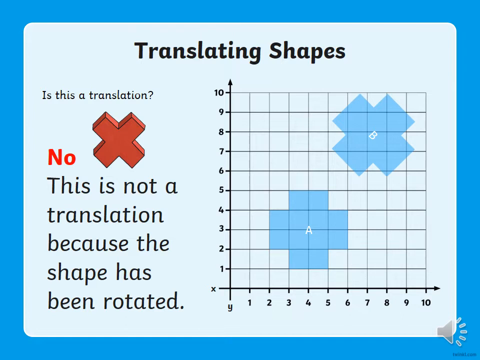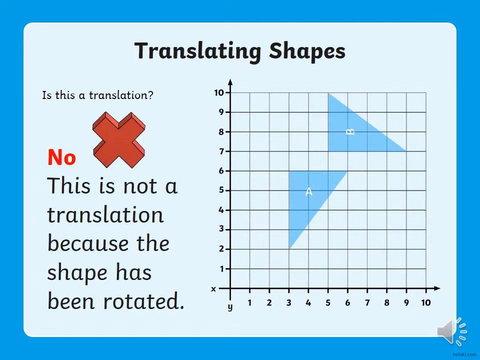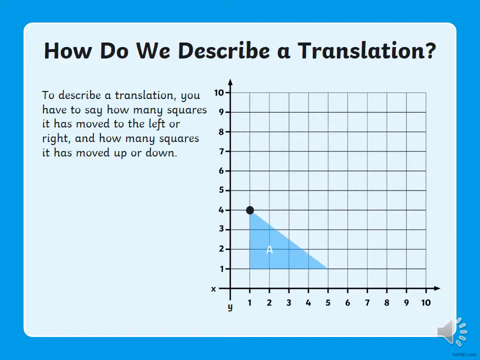You have to remember, if the shape has changed position or direction, then it has not been translated. It should be in the same position as it started with, and so it has to be in the same position as the letter of the first shape. Is this translated? No, this is not translated because the shape has been rotated. To describe a translation, you have to say how many squares it has moved to the left or to the right, and how many squares it has moved up or down.